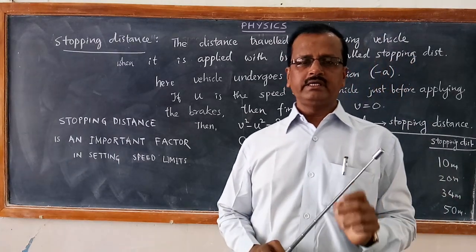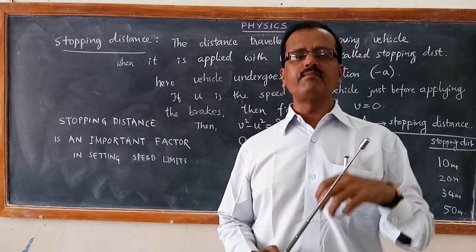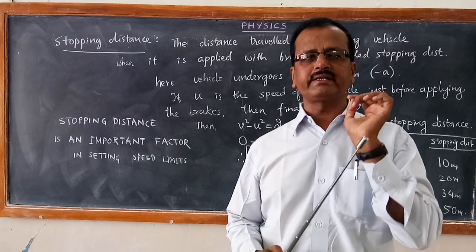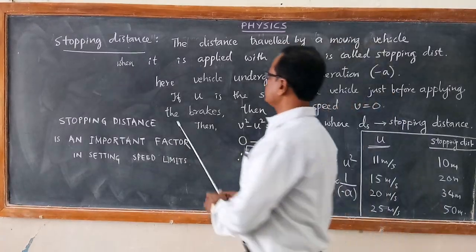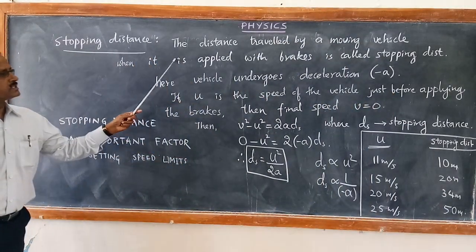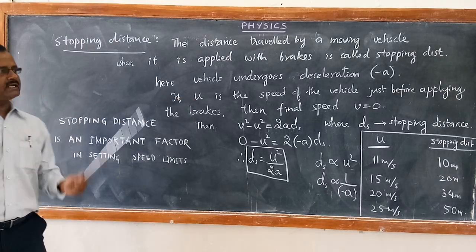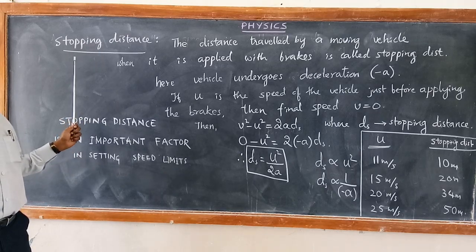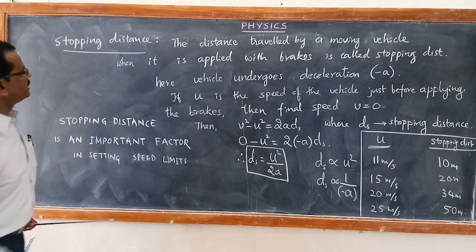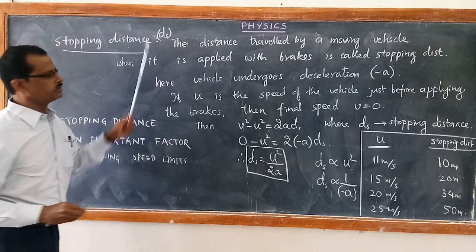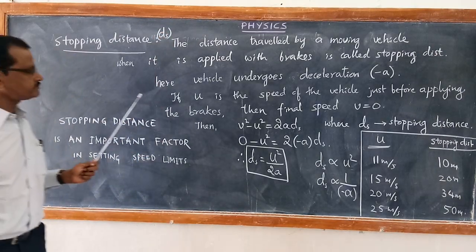The distance covered by the vehicle after completely applying the brakes is called stopping distance. Stopping distance is the distance covered by a moving vehicle after applying the brakes. I am going to denote this stopping distance by ds.